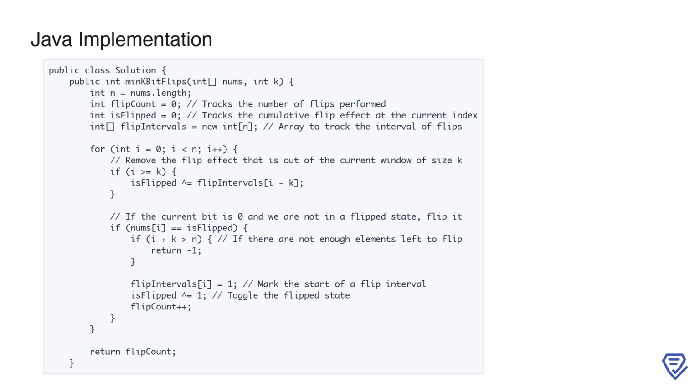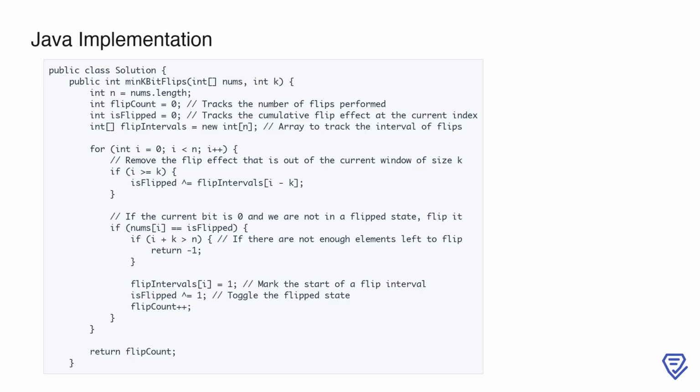Here, we are implementing the solution for finding the minimum number of k consecutive bit flips in Java. The method min_k_bit_flips takes two parameters, an array nums representing the binary sequence and an integer k which specifies the size of the flip window. First, we initialize the necessary variables. flipCount keeps track of how many flips have been performed. isFlipped represents the cumulative flip effect at the current index, which helps us determine the state of the bit. Additionally, we define an array flipIntervals to record where flip intervals start, which allows us to manage the cumulative flip effect efficiently.